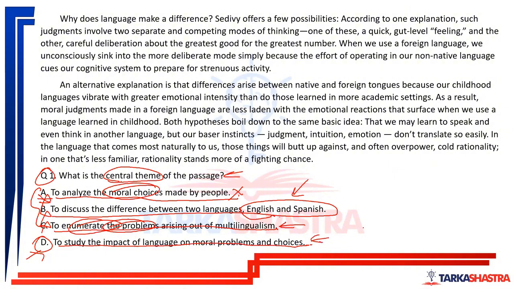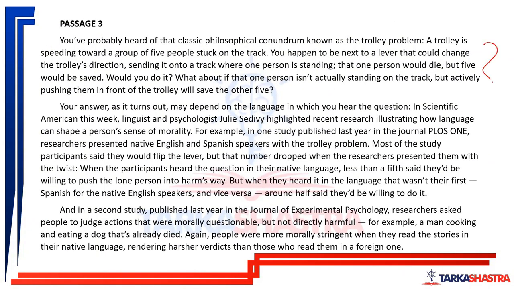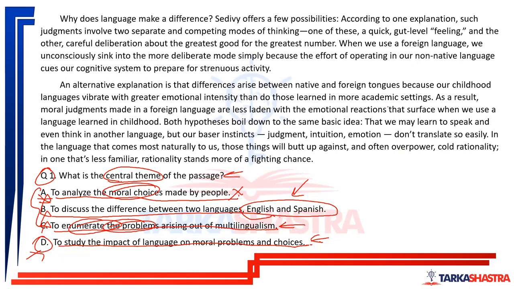So they are introducing us to the idea of how language can affect. Then they are talking about what exactly is happening. So this is a case study. Then this is the reasoning behind it, and this is another possible cause of why such a thing is happening. So the entire passage is talking about the impact of language on moral problems and choices. So the correct answer should be D.